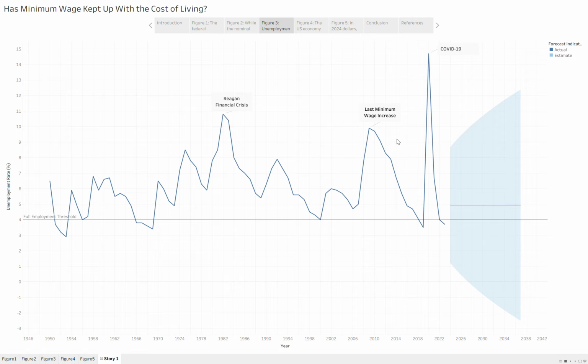I think it's important to note that when minimum wage was last increased, we do see a decrease in unemployment all the way up to the period of COVID. This threshold here is 4%, which is generally regarded as fully employed. But we did not see an increase in minimum wage consistently over this time. We just have this most recent increase and the change that it created.